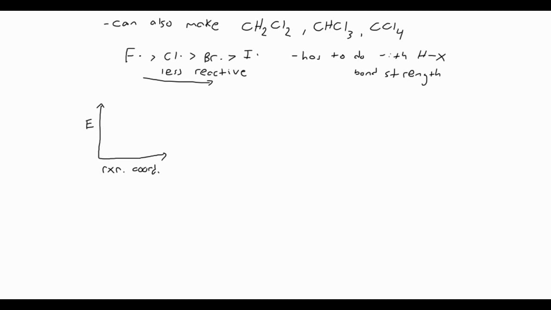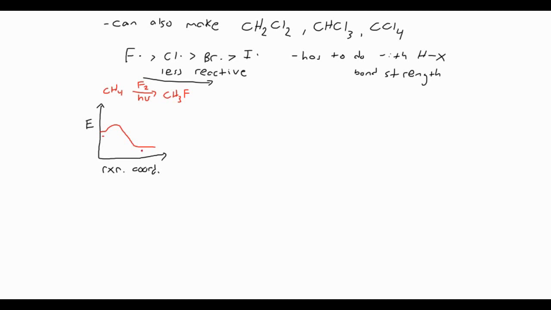And we can take a look at, for example, the reaction between methane and fluorine, maybe catalyzed by ultraviolet light to form fluoromethane. And for this reaction, it's going to look a little bit like this, where we start with our reactants here and our products at the end.